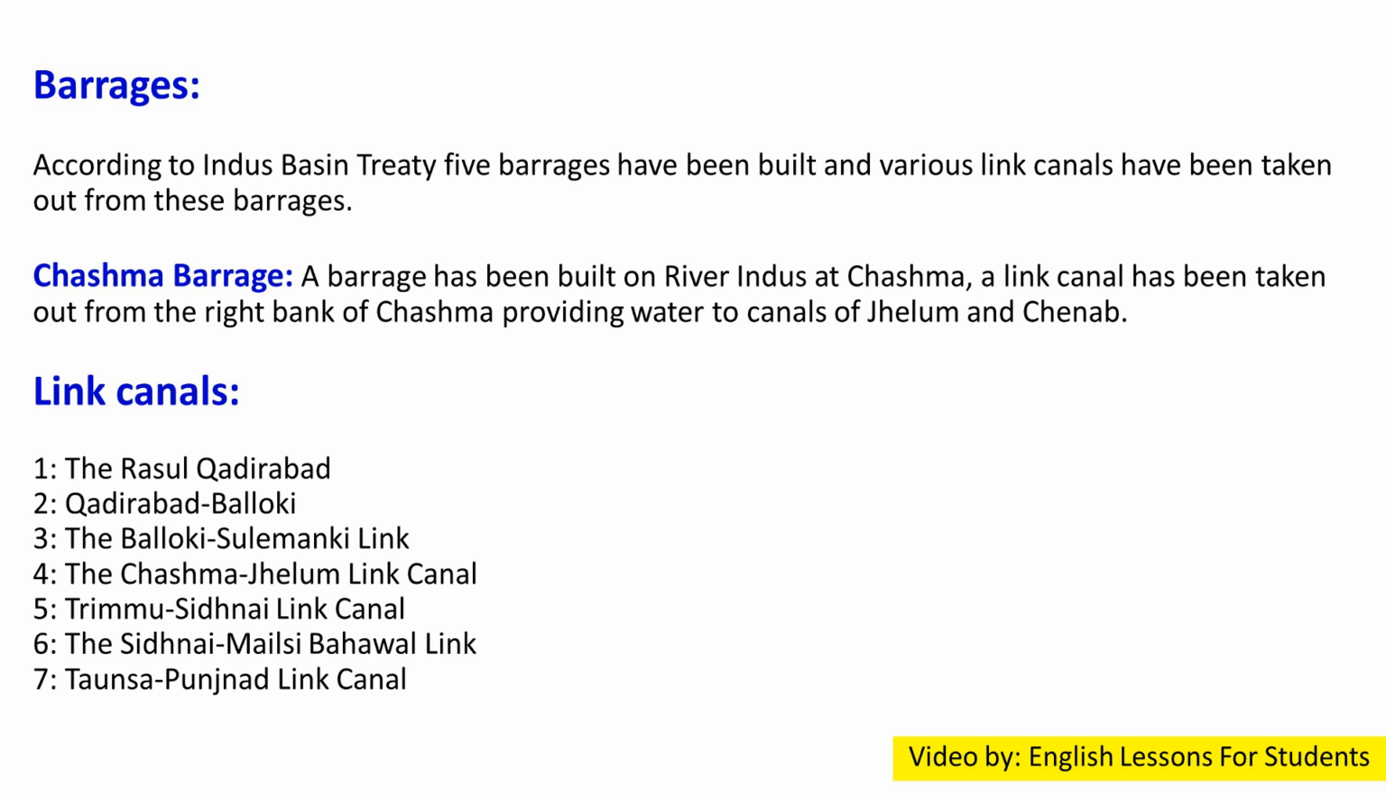Barrages. According to Indus Basin Treaty, 5 barrages have been built and various link canals have been taken out from these barrages. Chashma Barrage. A barrage has been built on River Indus at Chashma. A link canal has been taken out from the right bank of Chashma, providing water to canals of Jhelum and Chenab.